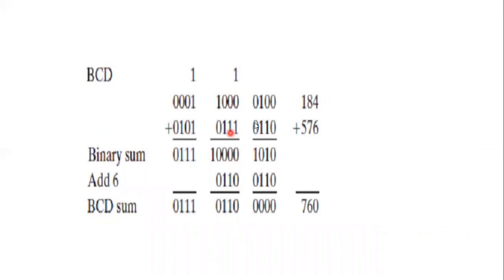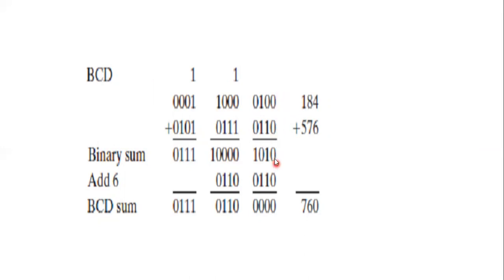Similarly here we take 184 and 576. So 1 is 0001, 8 is 1000, 4 is 0100. This is the BCD. Then 576: 5 is 0101, 7 is 0111, 6 is 0110. Now we add these two.